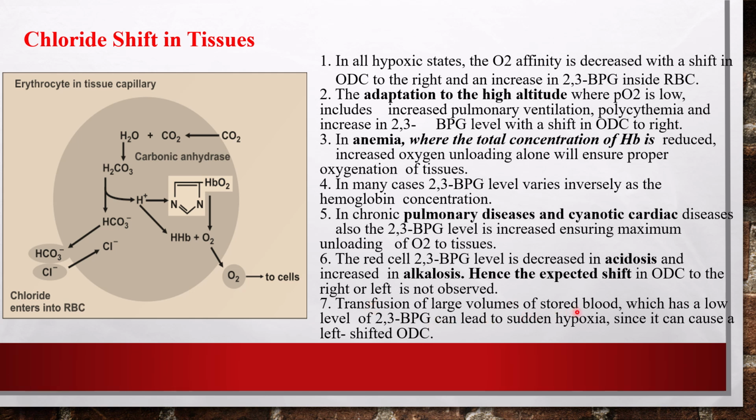Transfusion of a large volume of stored blood, which has a low level of 2,3 BPG, can lead to sudden hypoxia, since it can cause a left shift of the oxygen dissociation curve.